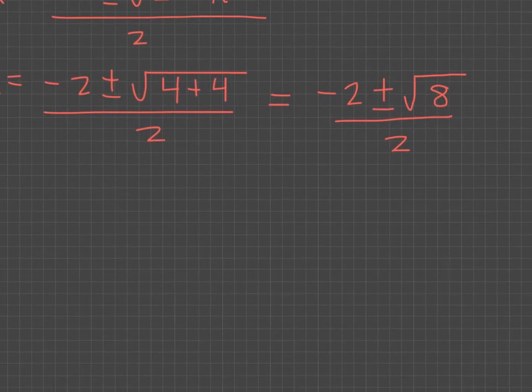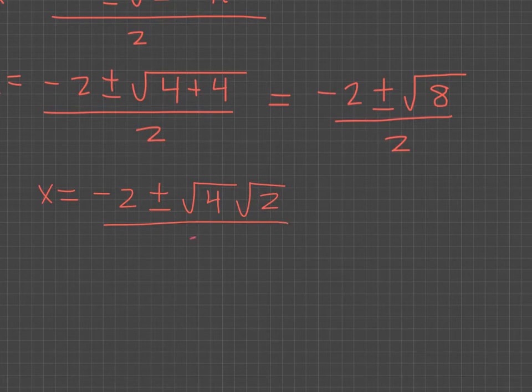All right, 8, we can write that as the factors 4 and 2 and break that up into 2 square roots. So simplifying, we get negative 2 plus or minus square root 4 is 2. There's still another 2 that's under the square root, and then that's all over 2.